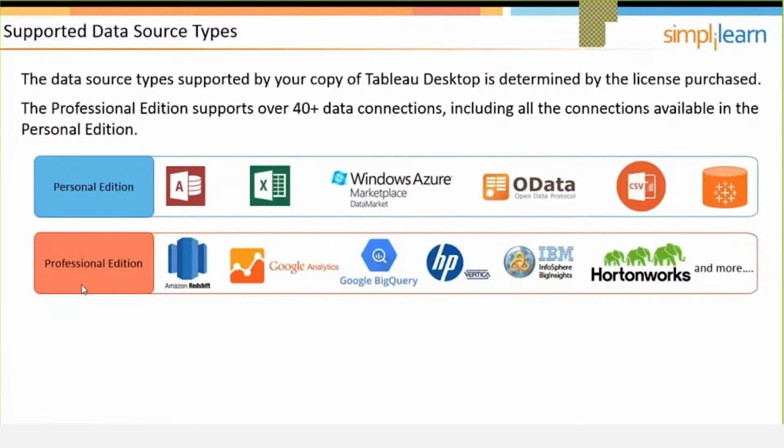Data such as text files, Access files, Excel sheets, and so on can be connected through the personal edition. With the professional license, other than the personal edition connections, you can connect to additional databases like Oracle and SQL, with 40+ data connections supported in the professional edition. So that's how you can connect to these different connections.